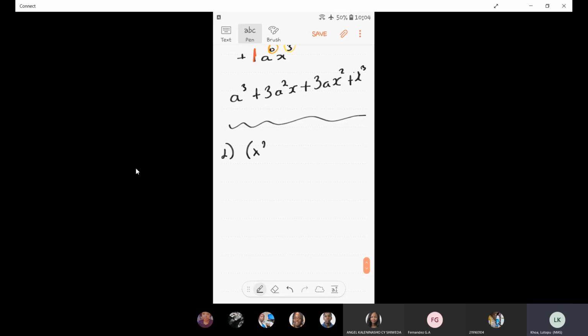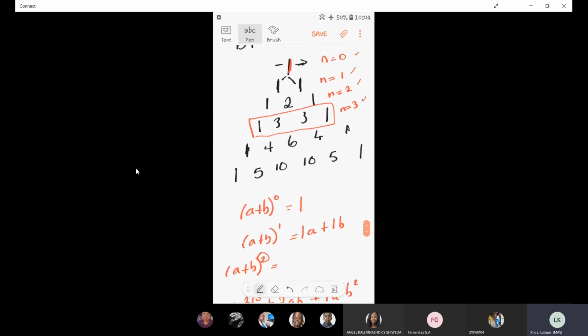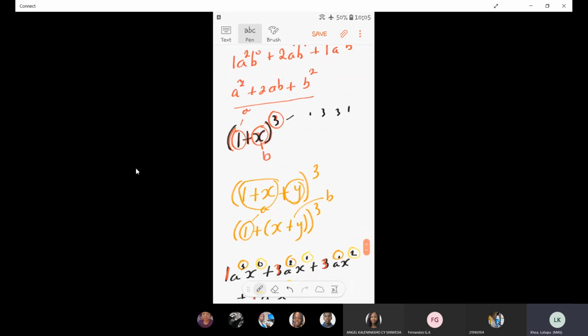What if I have x squared minus y to the power of 4? Now here I will still go to my triangle. Level 4 is this one over here. This is when n is equal to 4. So my coefficients are 1, 4, 6, 4, 1. And then the powers of A are decreasing and the powers of B are increasing, just like that.